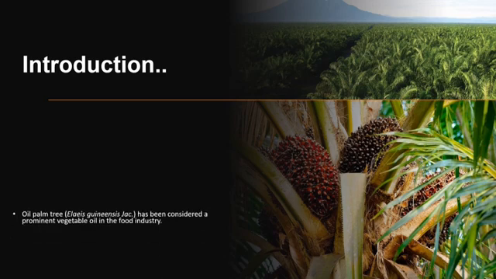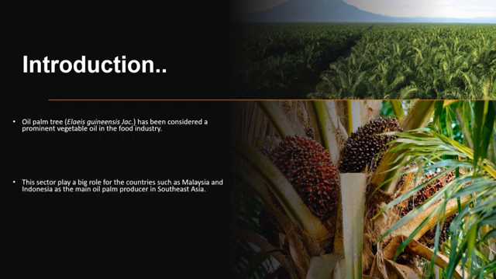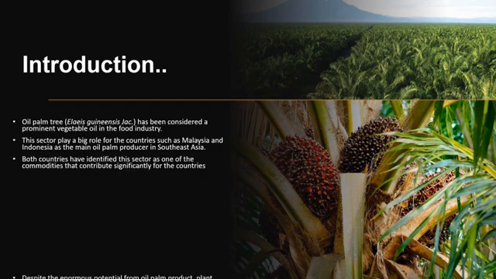Oil palm tree, or Elaeis guineensis, has been considered a prominent vegetable oil in the food industry. The sector played a big role for Malaysia and Indonesia as the main oil palm producers in Southeast Asia. Both countries identify this sector as the main commodity that contributes significantly to the country.